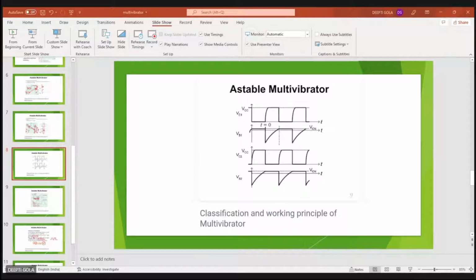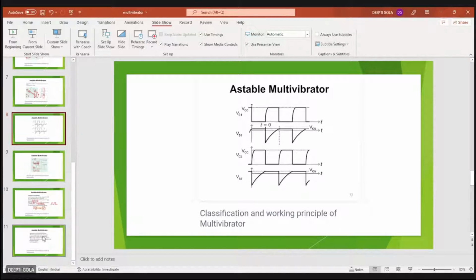Any doubt in this? Ma'am, is there any condition regarding the resistors and capacitors to get a proper waveform? Because in the last class when I tried it, I was not getting a proper waveform. Yes, of course. If you have a capacitance of very low value, you may not get a good frequency. So you should have resistance and capacitance of appropriate value, right?